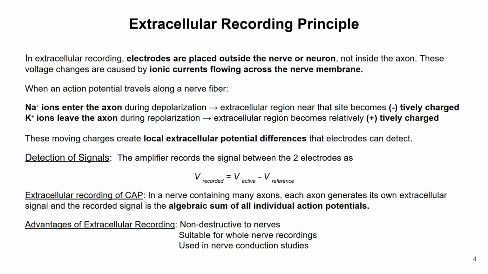What are the advantages of this process? This is non-destructive to nerves because it happens outside the neurons. This is suitable for whole nerve recordings and is widely used in nerve conduction studies in laboratories.